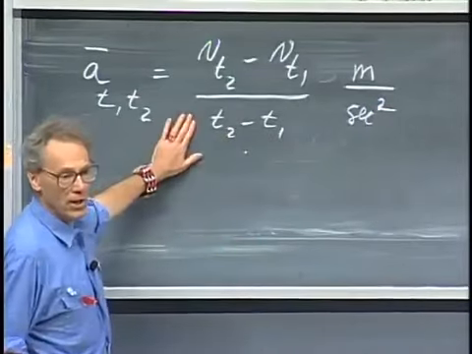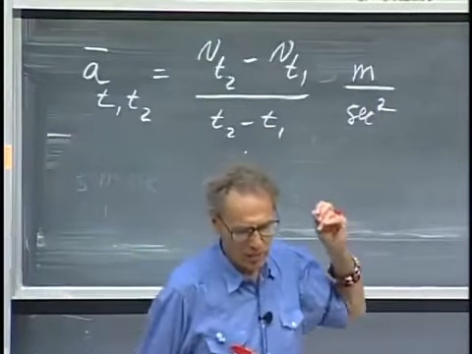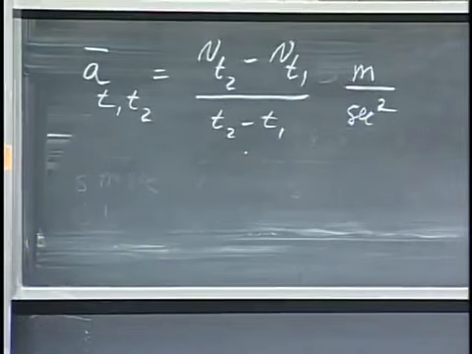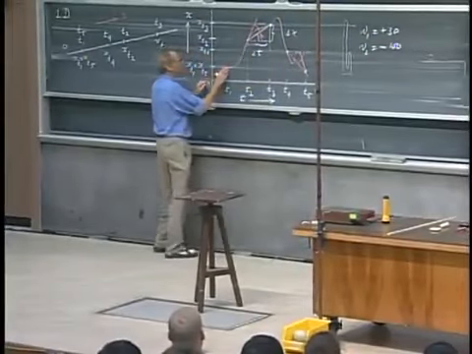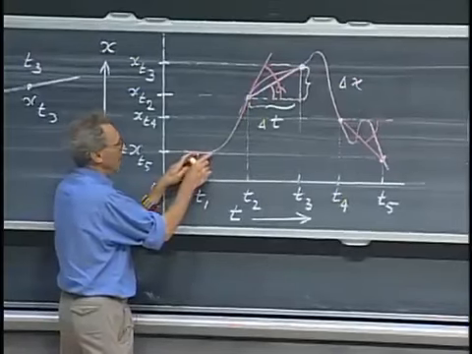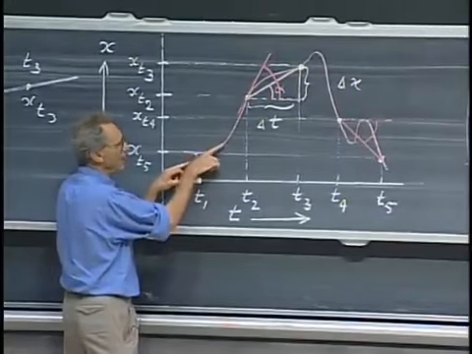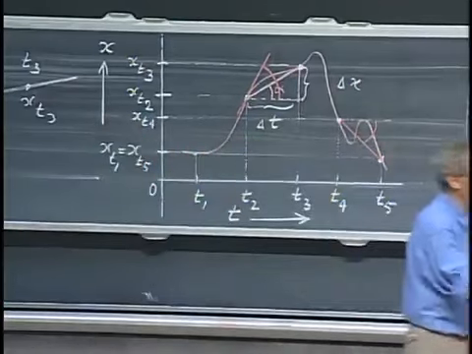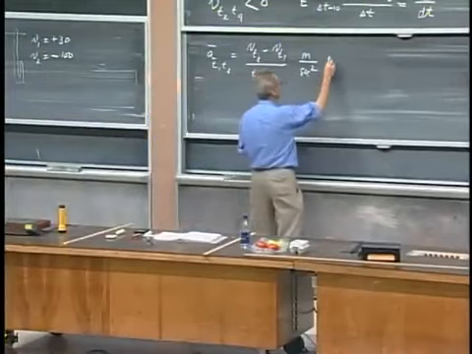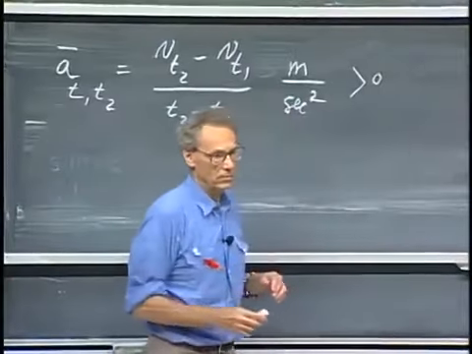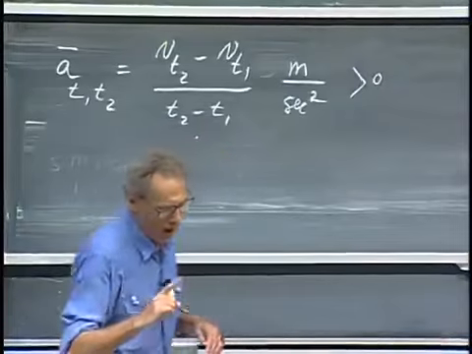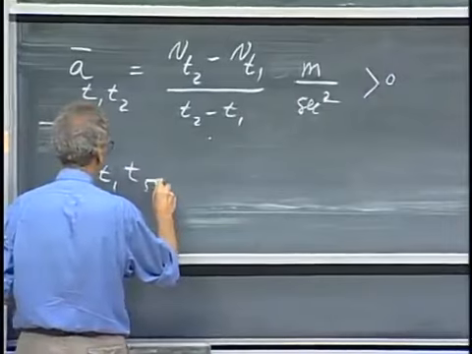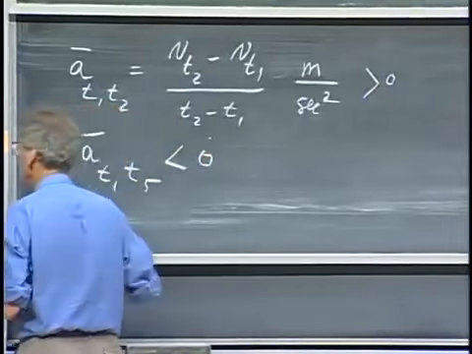This number can be larger than 0, it can be equal to 0, and it can be smaller than 0. In our case, t1 to t2, notice the velocity is 0 at the start, and it begins to increase because this angle of alpha increases. It's the angle that matters. The angle increases, so from t1 to t2, the average acceleration is larger than 0. Look at the angle. However, if you take the average acceleration between t1 and t5, that is smaller than 0.